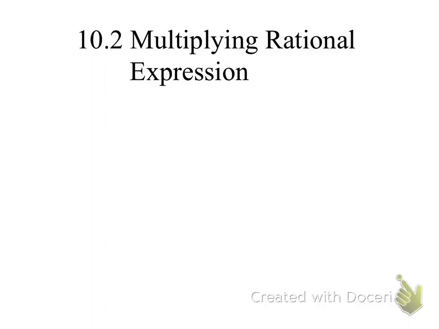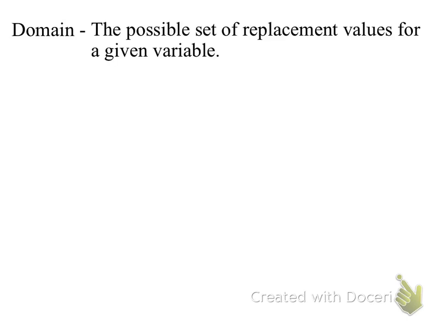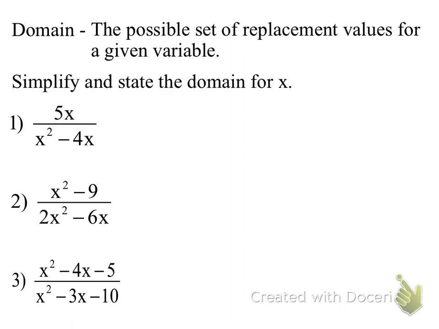Today we're doing 10.2. We're multiplying rational expressions. Before we get started, I'm going to go back into domain, the last slide of 10.1. So the domain is the possible set of replacement values for a given value. In fractions, the only place that we really worry about is in the denominator, because we can never have a zero in the denominator. So they say simplify and state the domain.